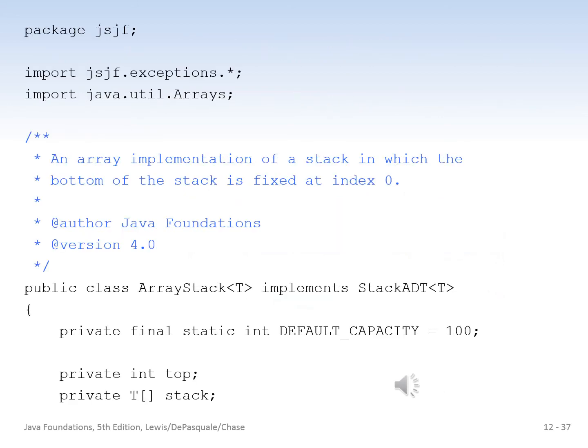Here are some early implementation details. This is an array implementation of a stack in which the bottom of the stack is fixed at index 0. You're going to have access to this fully implemented solution. Actually, not fully implemented, so I'm going to have you implement 2 methods as an exercise. But we've got public class array stack with the generic data type implementing the interface stack ADT.